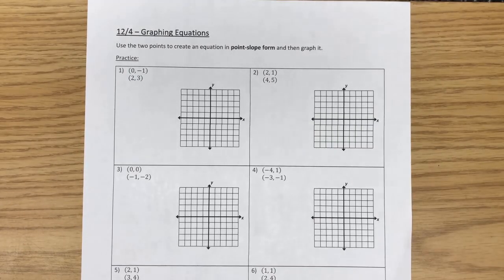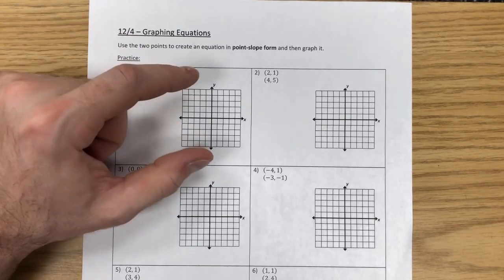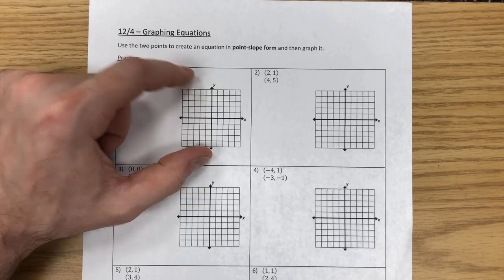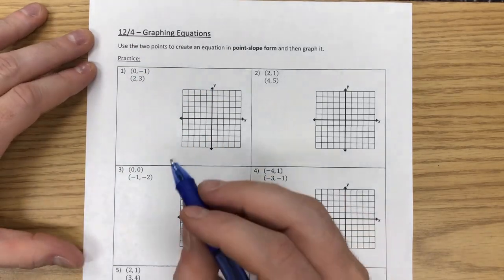So today we're going to be graphing equations given 2 points by putting it into point slope form and graphing it. So everything that we're doing today is nothing new. We're just taking what we've learned in some previous videos and putting it all together. We know how to make an equation from these 2 points. We know how to graph an equation in slope-intercept form. Now we're going to combine the 2 skills. So let's go ahead and get started.